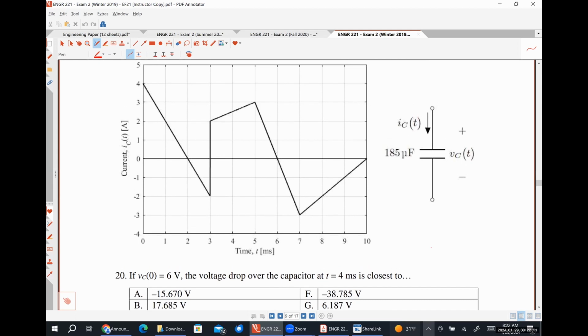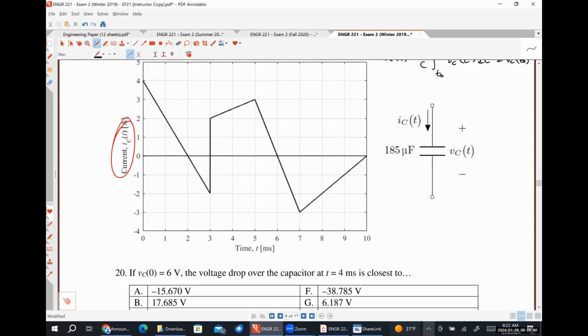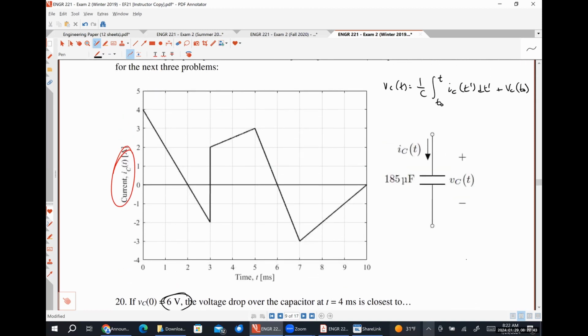All right, so we want the voltage drop across the capacitor at t equals 4 milliseconds. We are told very specifically that we are given the current, and just to remind you of the relationship, VC equals 1 over C times the integral from t naught to t of IC(t') dt' plus VC at t naught. We are told that VC at t naught is 6 volts. Then we have that 1 over C bit, so this is our C. So we just need the area from 0 to 4 milliseconds.